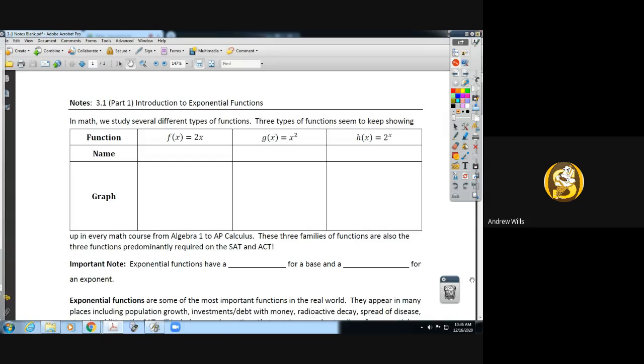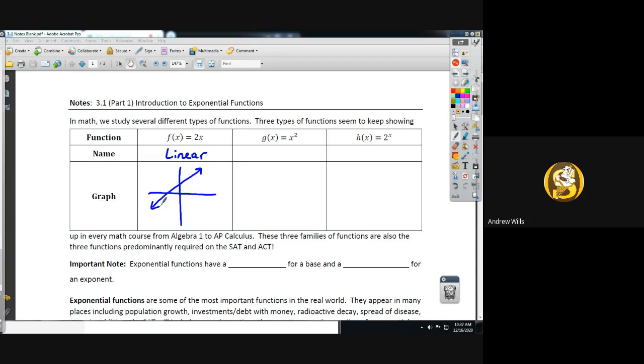Okay? So, when we're doing our various math classes throughout high school, from Algebra 1 up through Calculus, there are certain functions that pop up over and over and over again. So here are three functions that we see quite often. This first function, these are your linear functions. We see a ton of those in Algebra 1. Remember that as graphs, they're straight lines, okay?